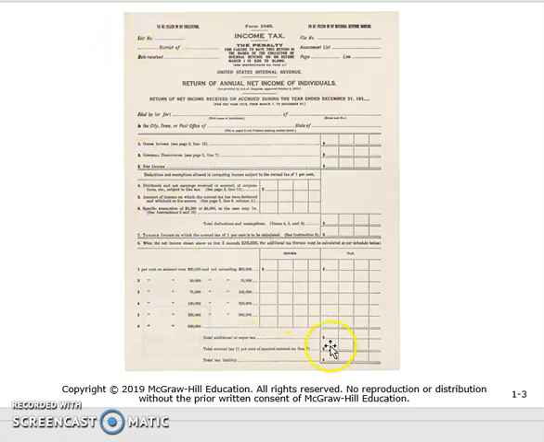So in this picture, you'll see an example of what the original Form 1040 looked like from 1913. And you will see, as we go through this course, that it is a lot more simple than what we have today.